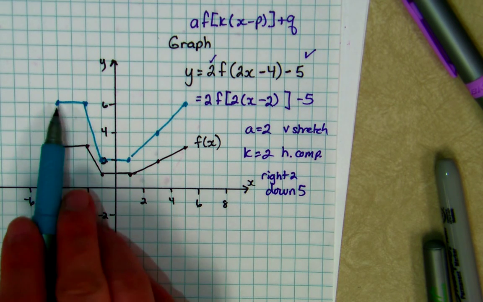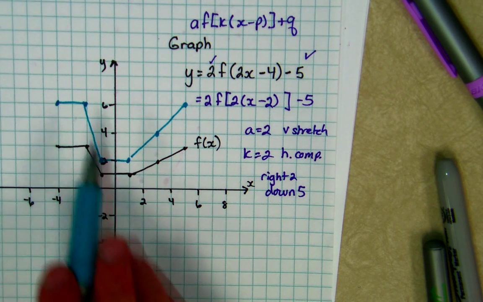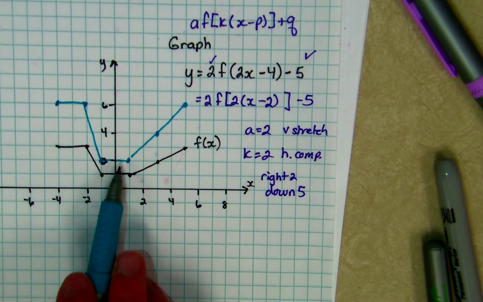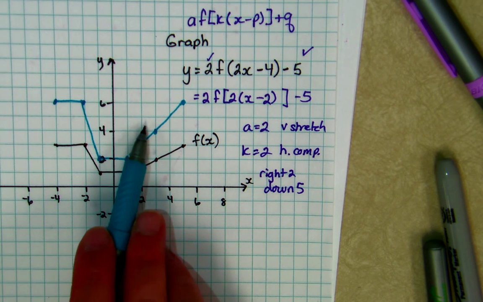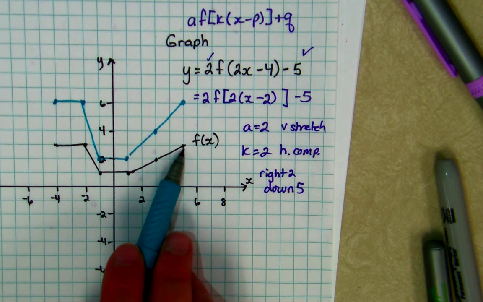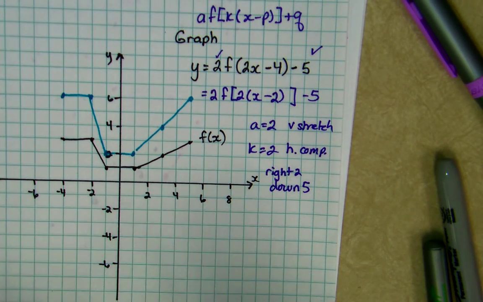So this was a height of 3, so it went to 6. This was also a height of 3, it went to 6. A height of 1 went to 2. This point had a height of 2, so it went to 4. I'm doubling it. This point had a height of 3, so it went to 6.